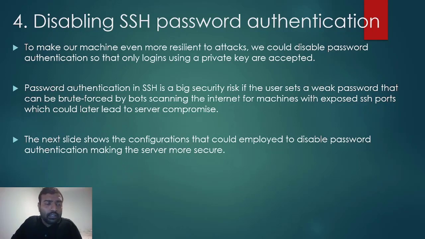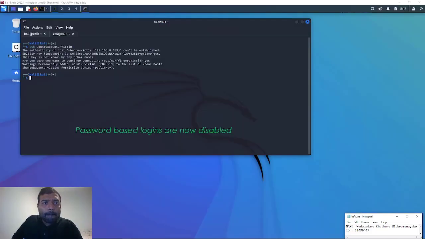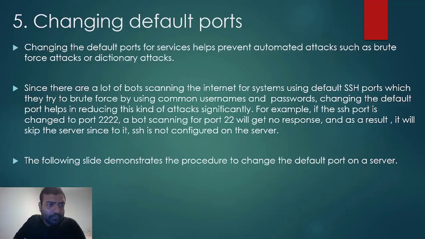The fourth hardening technique is disabling SSH password authentication. To make our machine even more resilient to attacks, we could disable password authentication so that only logins using a private key are accepted. Disabling password authentication and blank passwords. So this is the slide showing that password based logins are now disabled.